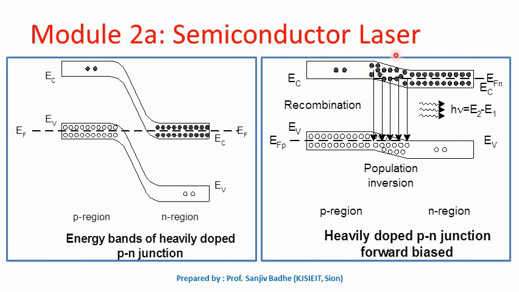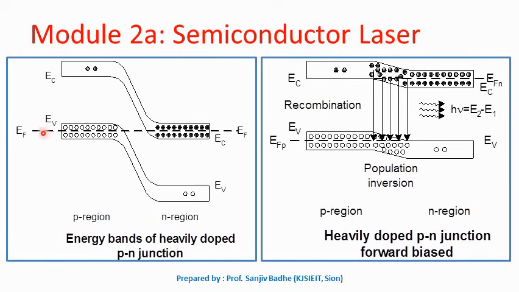So near the junction we have a large number of electrons in the conduction band and a large number of holes in the valence band. So a large number of electrons can now recombine with holes in the valence band, and as a result a large number of photons having the energy h nu equal to E2 minus E1, or EC minus EV in this case, will be obtained. So recombination will occur at large scale. So a large number of photons will be obtained, so intensity will be very large.